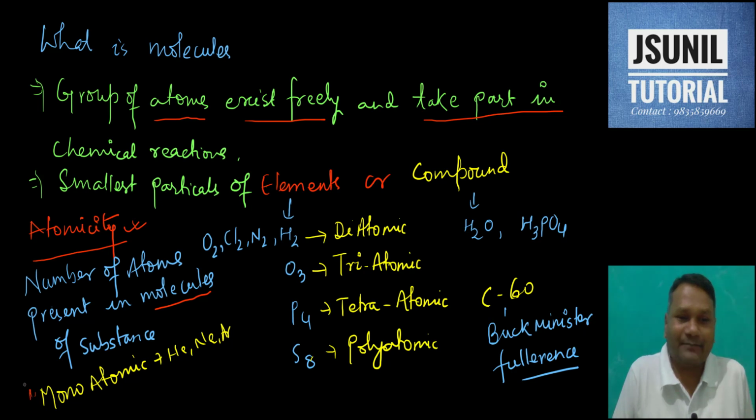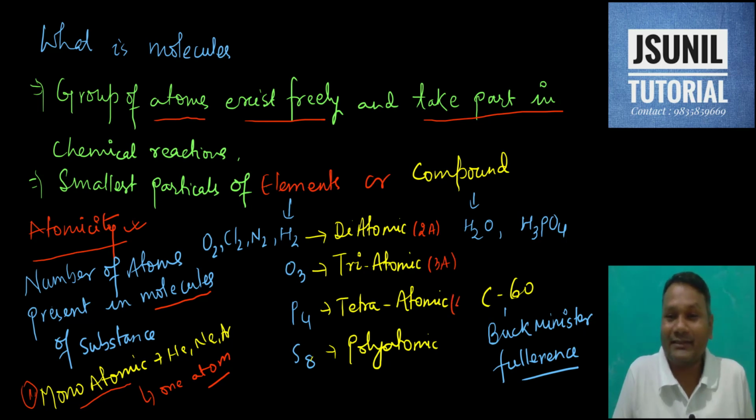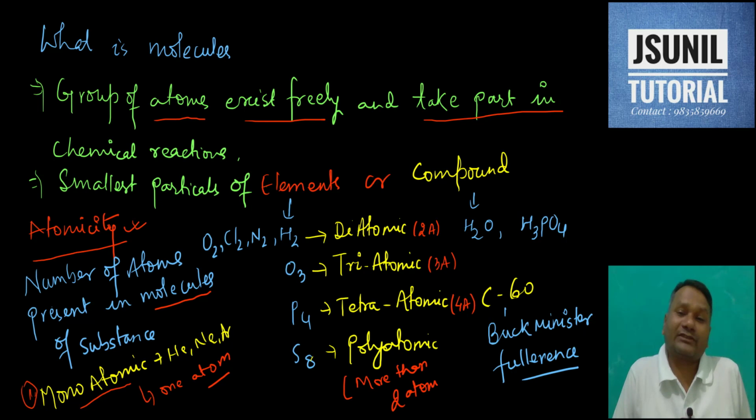The first example of atomicity is monoatomic, having only one atom. कितने एटम रहते हैं भाई? One atom रहता है. Diatomic is 2 atoms. Triatomic is 3 atoms, and tetraatomic is 4 atoms. Polyatomic is more than 4 atoms. अगर 2 से ज़्यादा होता है तो सभी को हम लोग क्या बोलते हैं? Polyatomic.